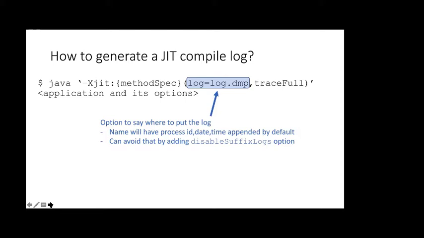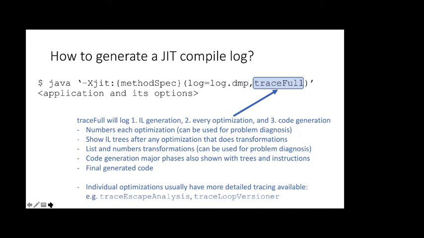So we have a file name to dump stuff into. The trace full option is one of a large number of options that are available to control how the logging happens. Trace full is sort of the default starting point. It logs what happens in IL generation, during each optimization, and during code generation, but it doesn't go into all the detail that's possible. It doesn't do detailed tracing on any particular optimization. It just documents what's going on.